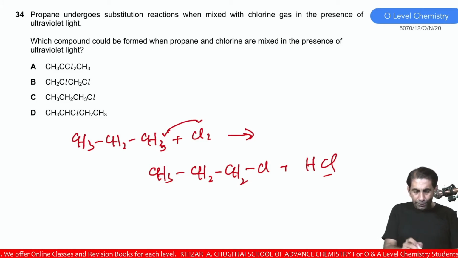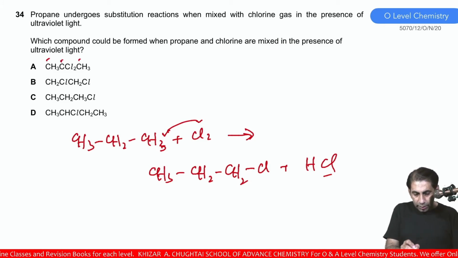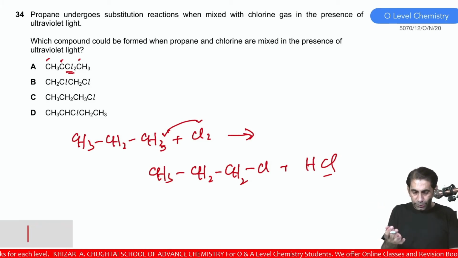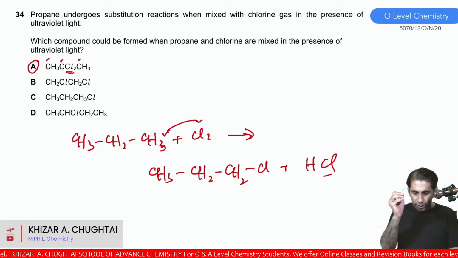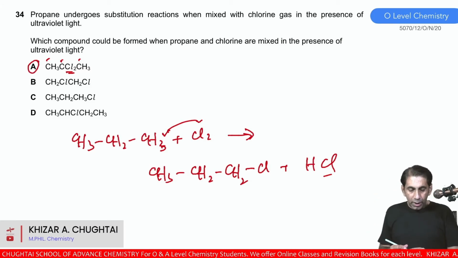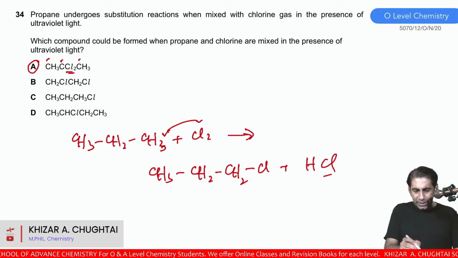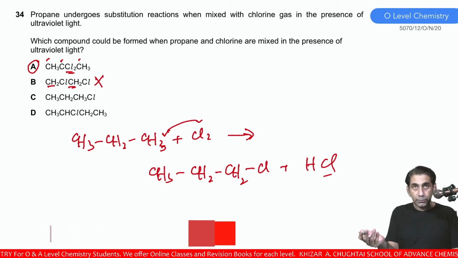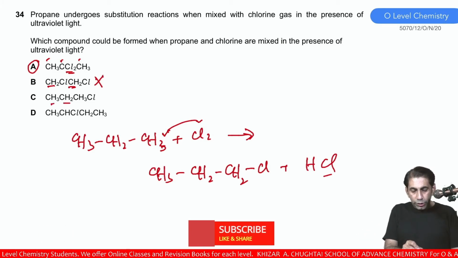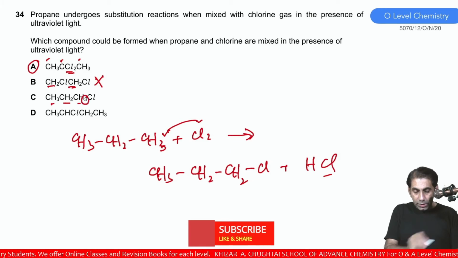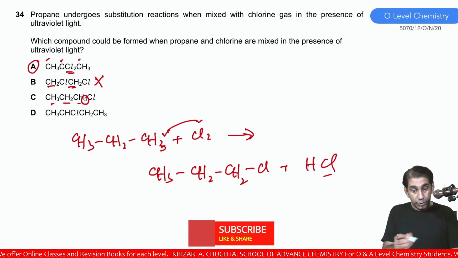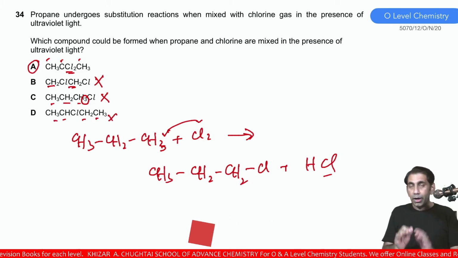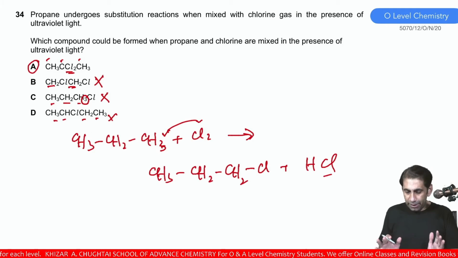So let's see over here. A has three carbons, two fewer hydrogens, and two halogens substituted. So it is the correct one. That is the appropriate one. Why is B wrong? There are only two carbons. It's not correct. C has three carbons, but there is no loss of hydrogen, so it is incorrect. D has four carbons. The number of carbon atoms must be the same.